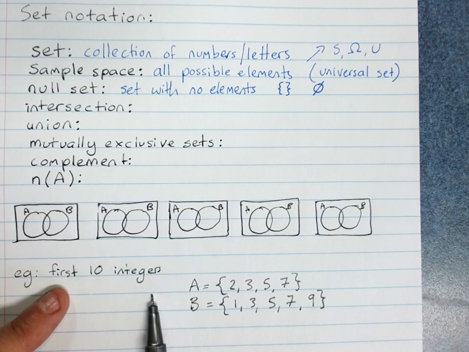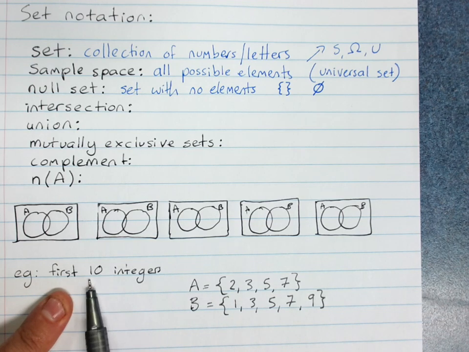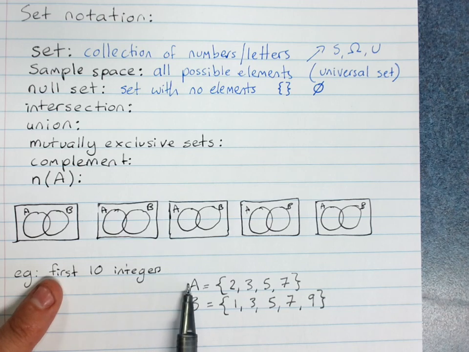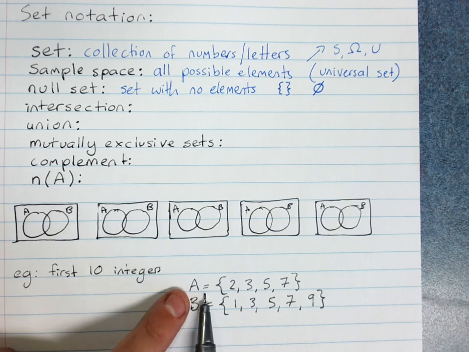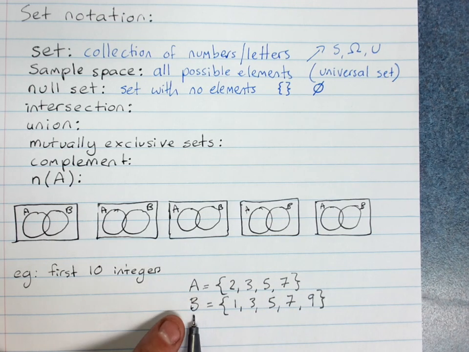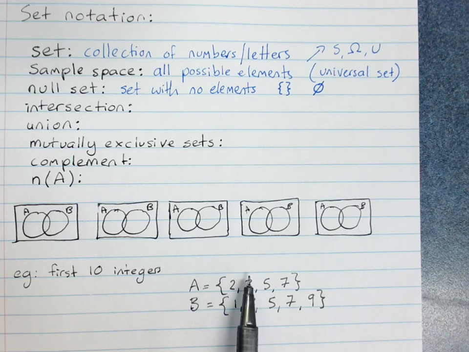I guess it's the first 9 integers. No, it's not. So this universal set is the first 10 integers. And I've got set A and set B out of that. If you're being very clever, you'll see that set A is the prime numbers and set B is the odd numbers. So that's why 10 was missing. It's neither prime nor odd.